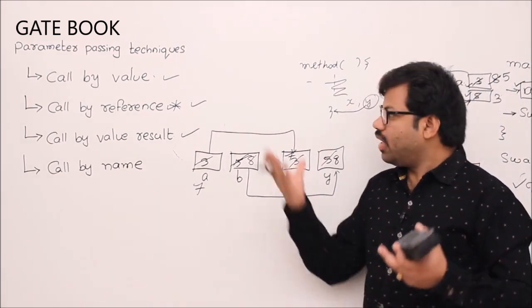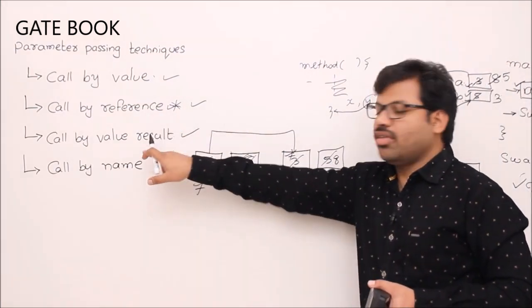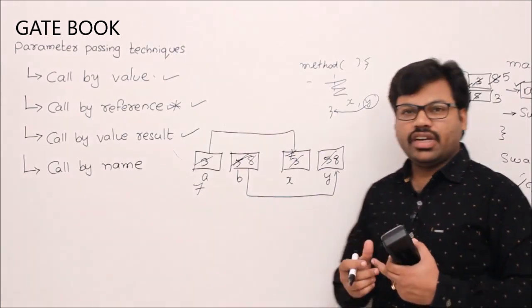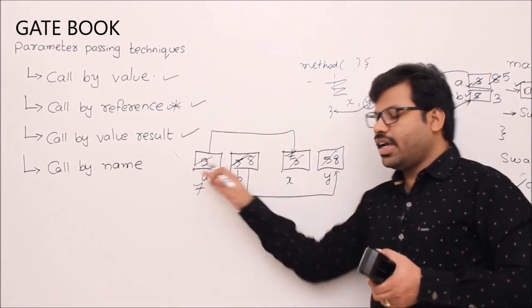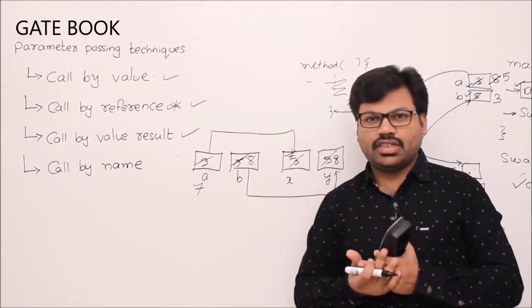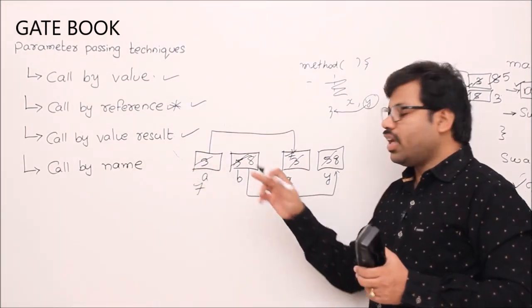It looks like call by reference, right? But what's the difference between call by reference and call by value result? In call by reference, we have references of A comma B directly, and we directly modify A and B for every modification. Try to understand. But in call by value result, we are not modifying them immediately.